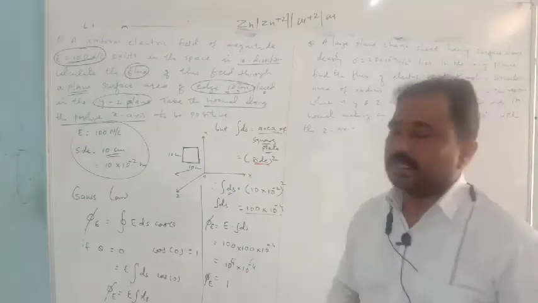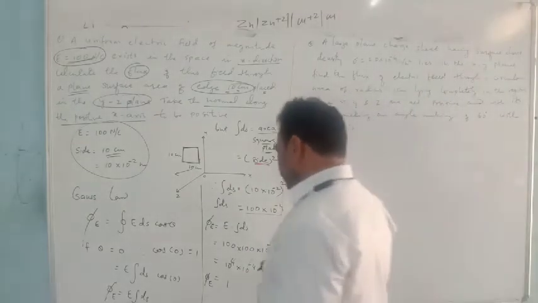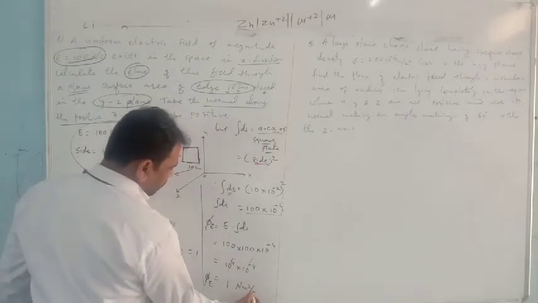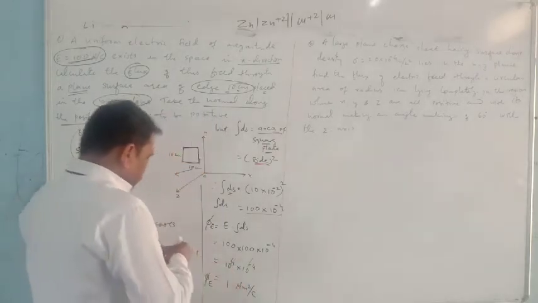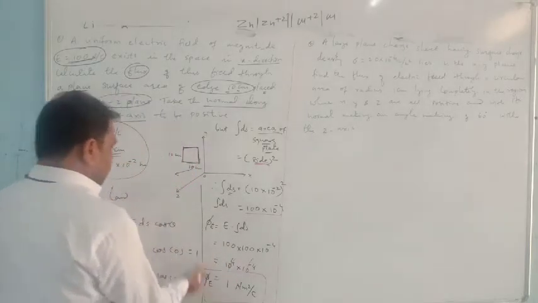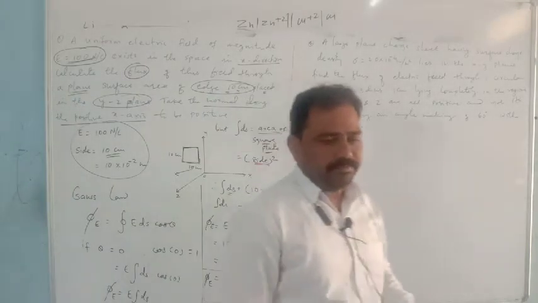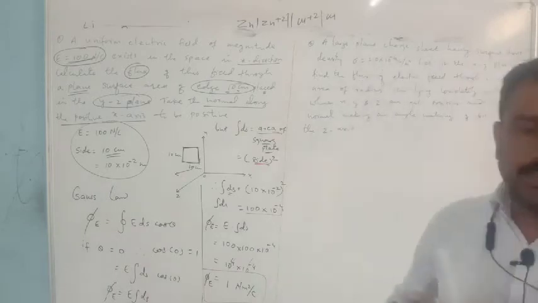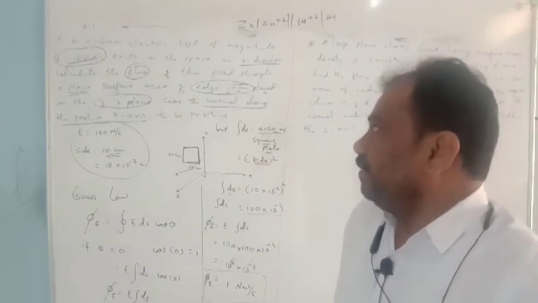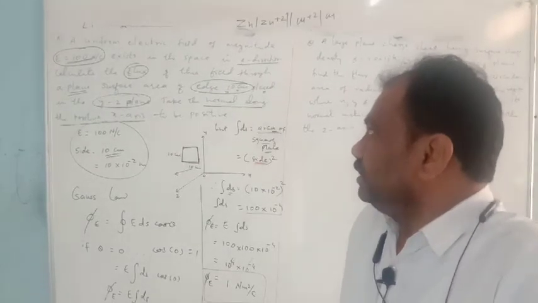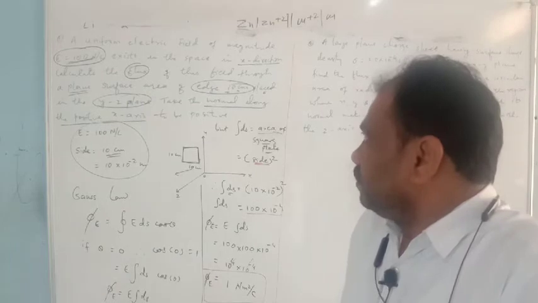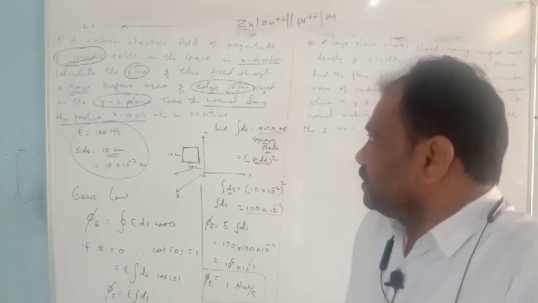So electric flux passing through unit area. And how can we measure the electric flux? Newton meter square per Coulomb. So Newton meter square per Coulomb is the unit to find electric flux. Okay, so in this way we can easily solve the problems depending on Gauss theorem, or we can say Gauss law.